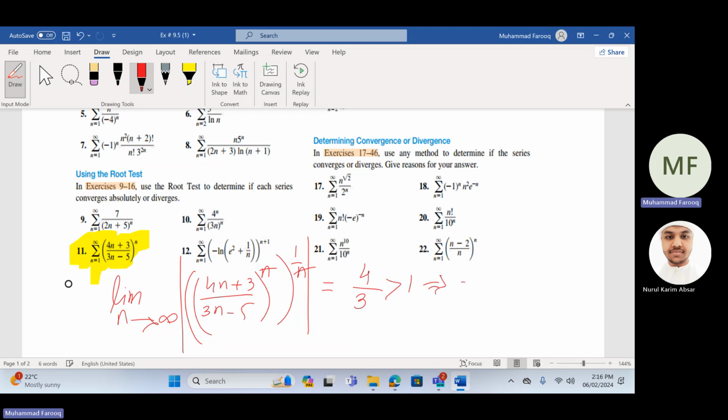This implies that it's diagonal. I hope you understand. Clear? Doctor, what is the use of the absolute value?